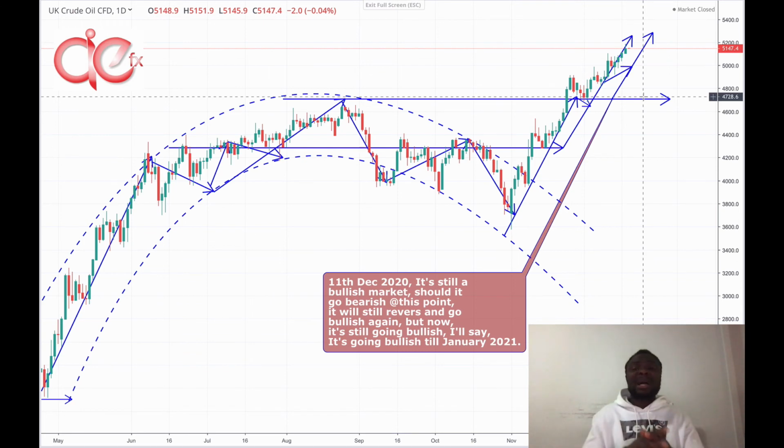We're still watching this market. I believe it's going to change direction very soon. It's going to try to come down a little bit, but as it is right now, the bullish, the buyers are really gaining strength. You get it? The bullish, the buying side are really gaining strength in this very crude oil, the UK crude oil CFD. You understand, on the daily chart, the buyers are really gaining strength.